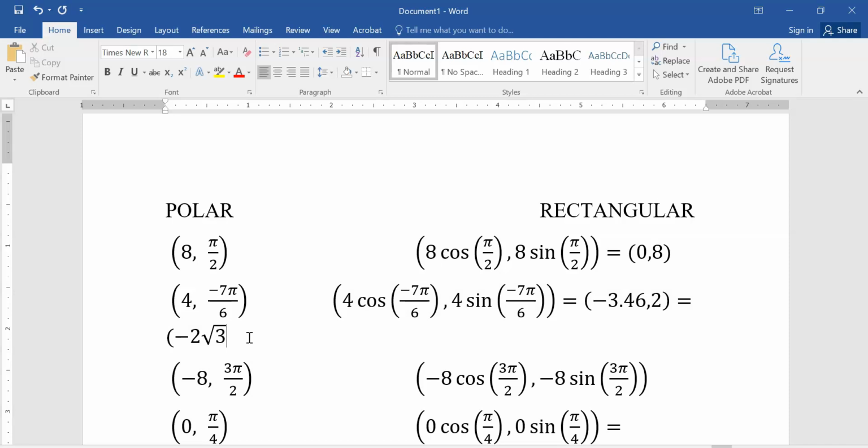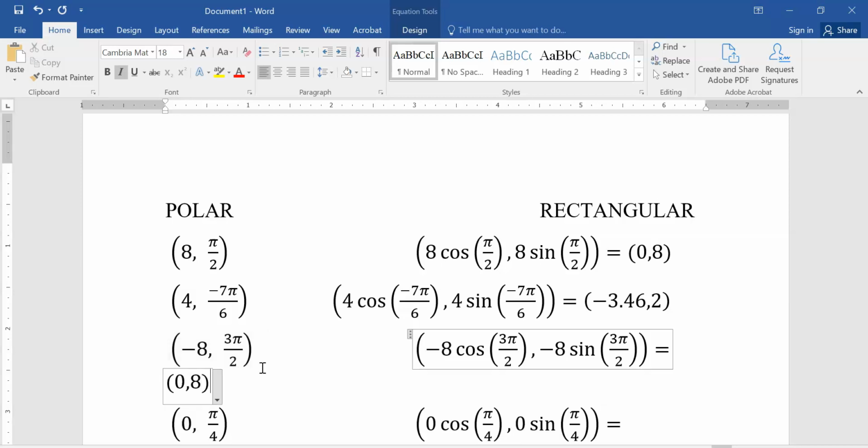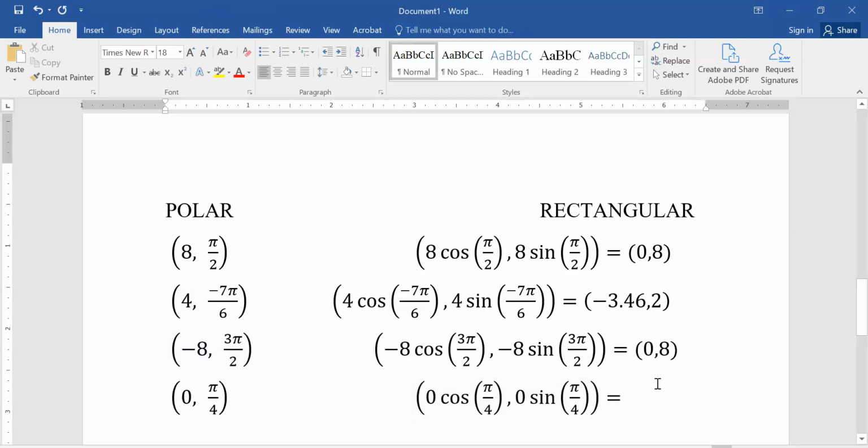Most of the time I'm not going to require you to memorize what those decimals are or anything like that. Usually just round it to 2 spaces and that'll give you good enough. All right. Third point there, negative 8, 3 pi over 2. We end up, oddly, with 0, 8 once again. So we end up with a 0, 8 as our point in the rectangular coordinate system. And then the last point here is going to be 0, 0.